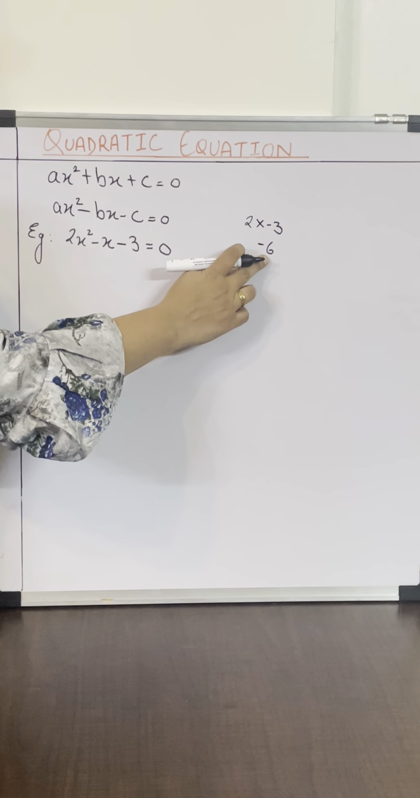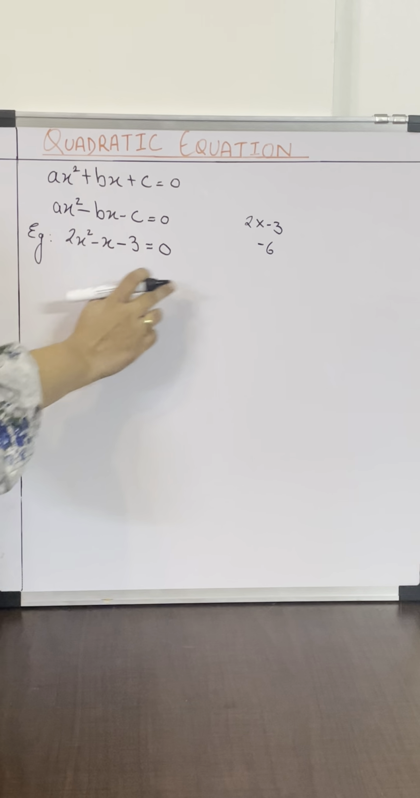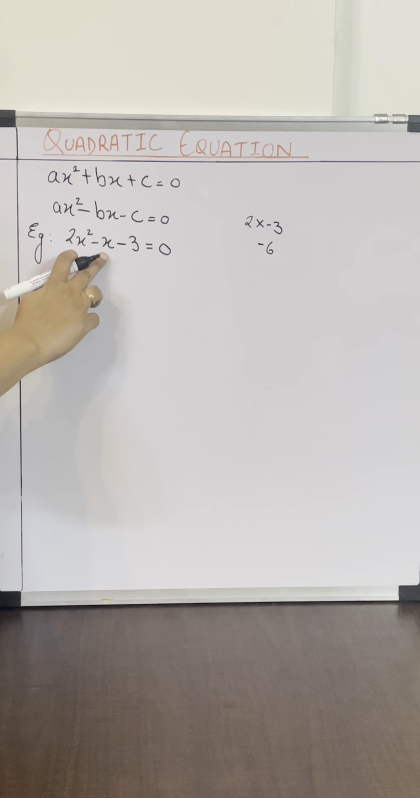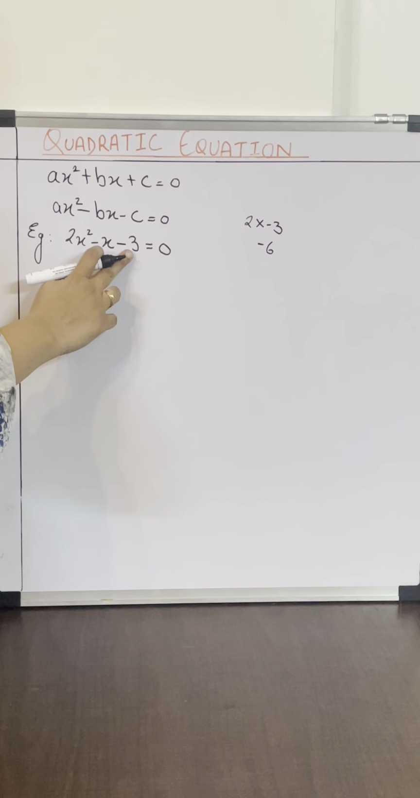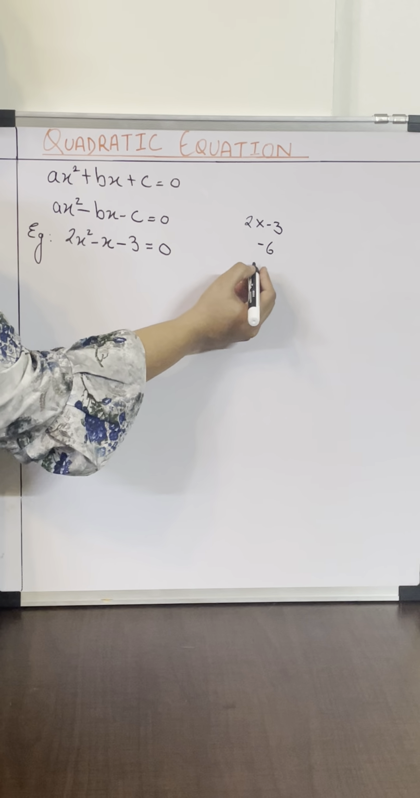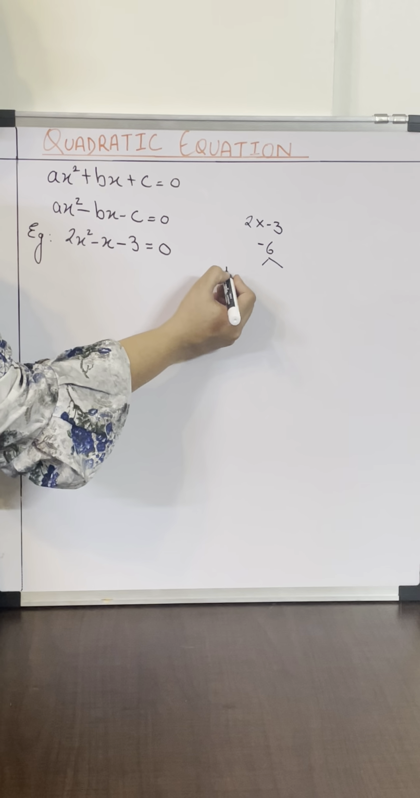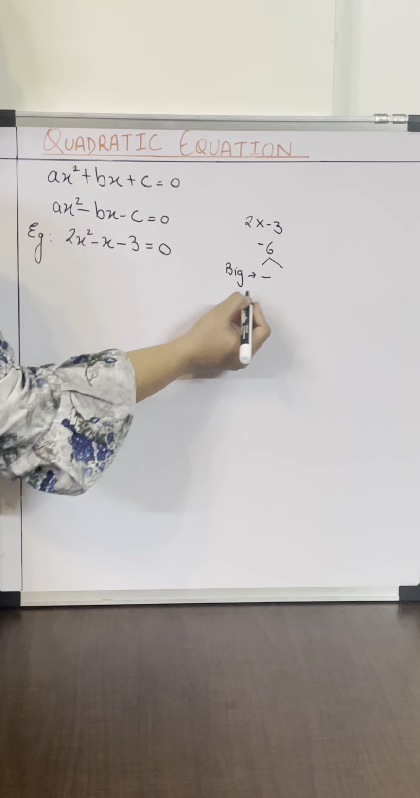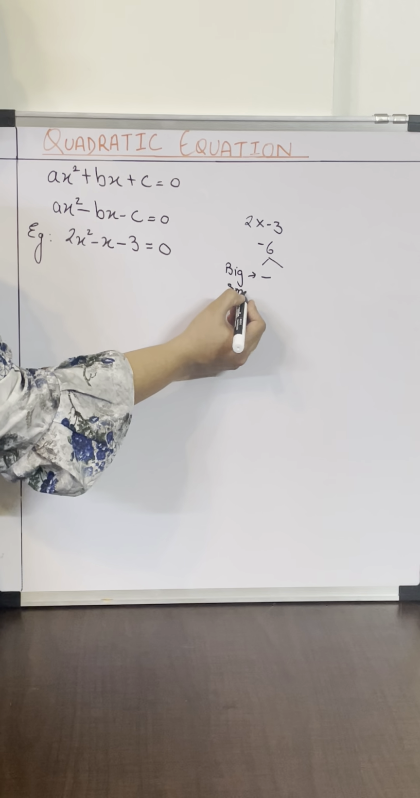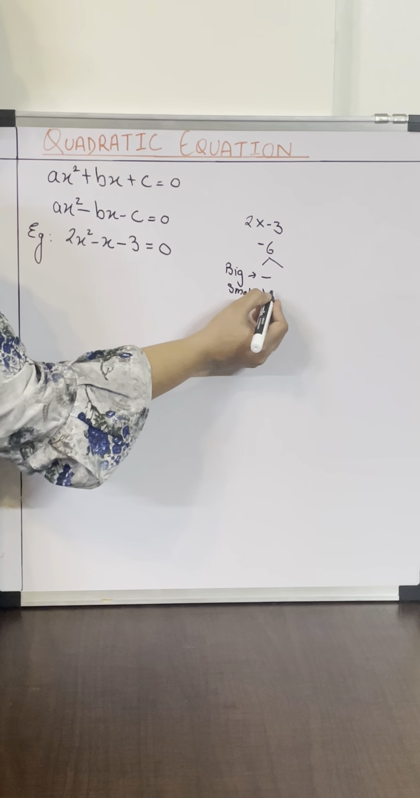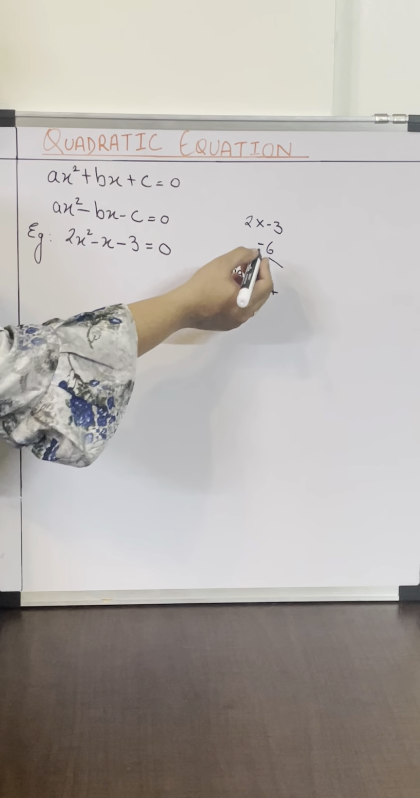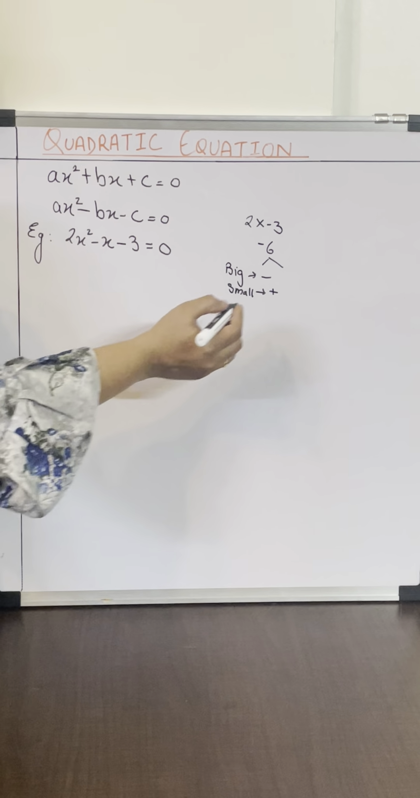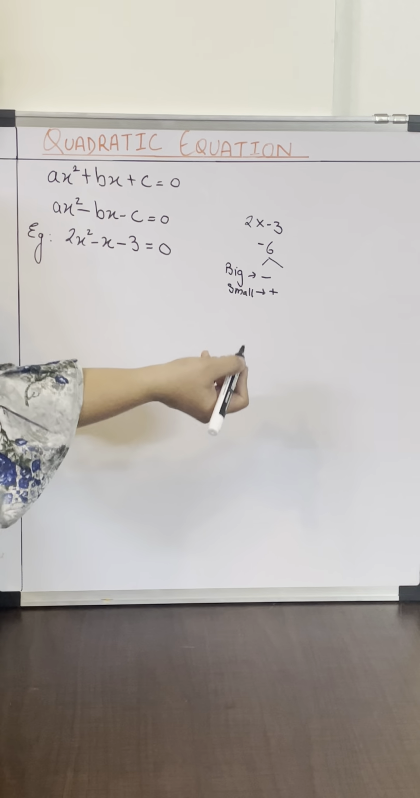Now we have to find the factors of minus 6 such that the addition of them should give me minus 1. So when we have both the operating signs as negative, we will find two factors, and the bigger factor should have a negative sign and the smaller factor should have a positive sign. So the factors of 6 I can take, let's begin with 1 and 6.